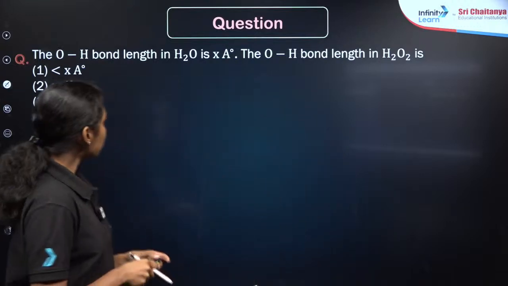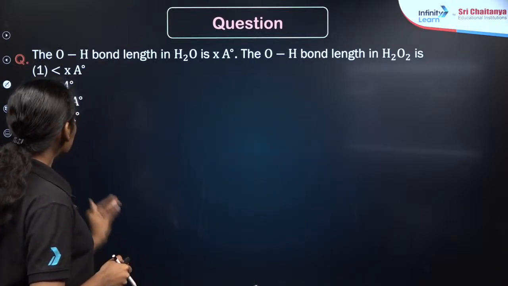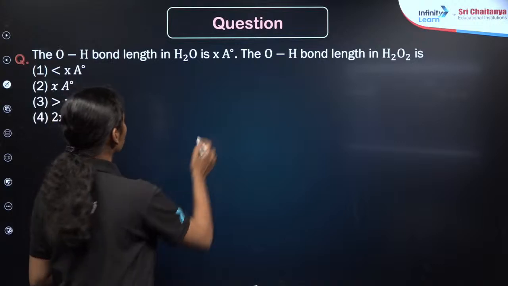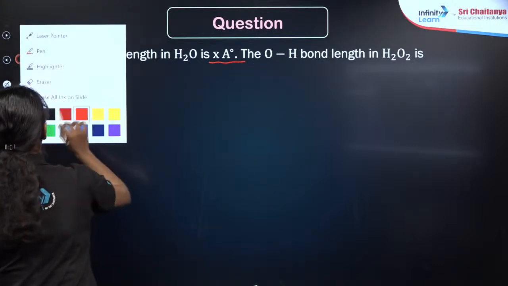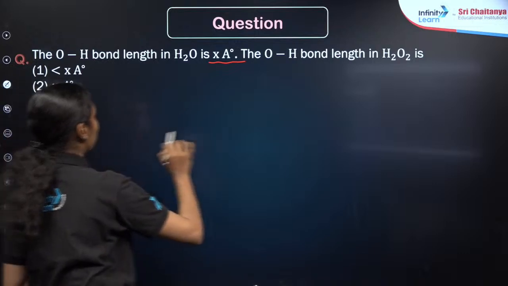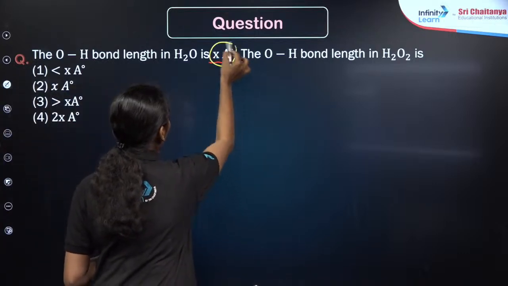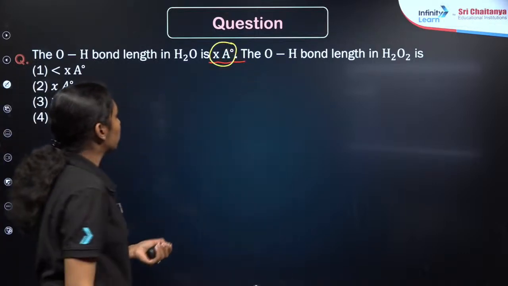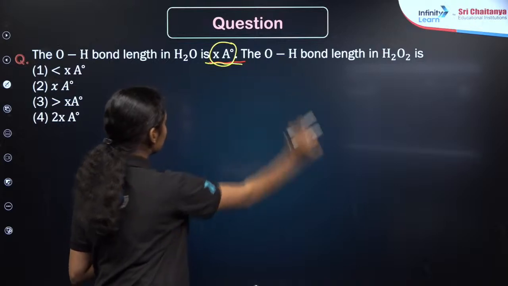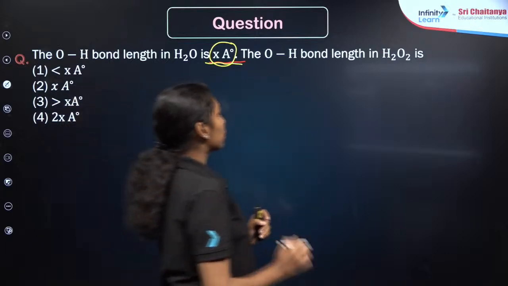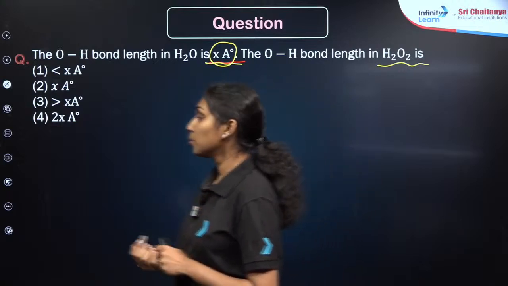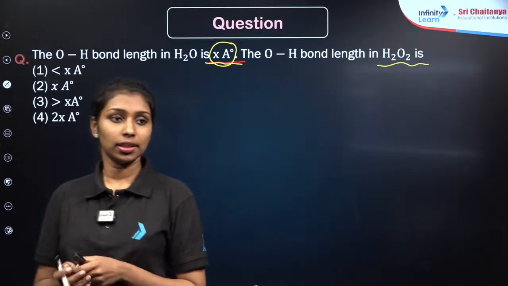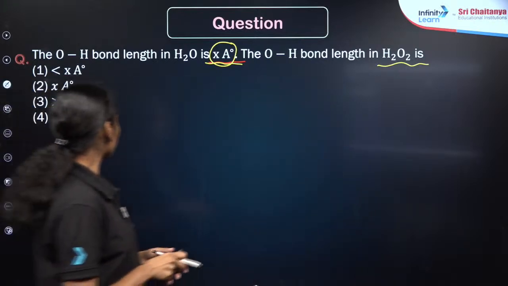Here are some practice questions for you. The first question is, the OH bond length in water molecule is X angstrom. The value is not given here; you will be given just a symbol only. The OH bond length in H2O2 is, whether it is similar to X angstrom or greater than or less than. What will be the answer?